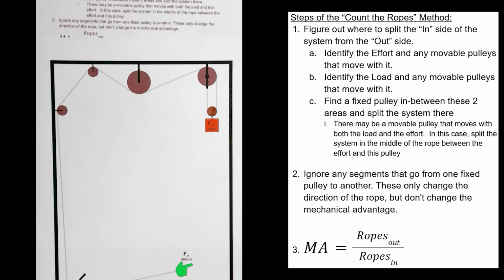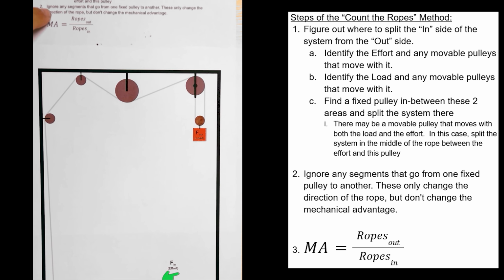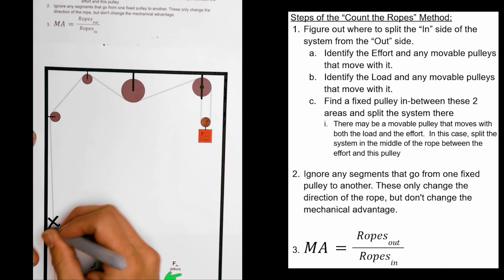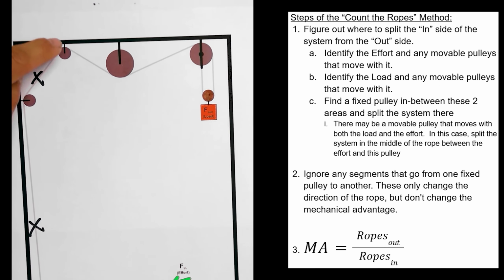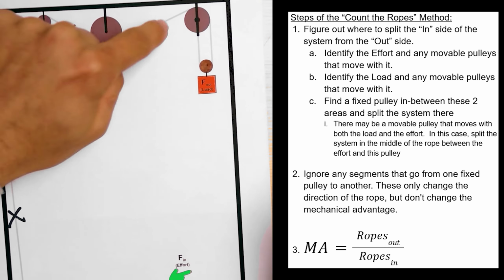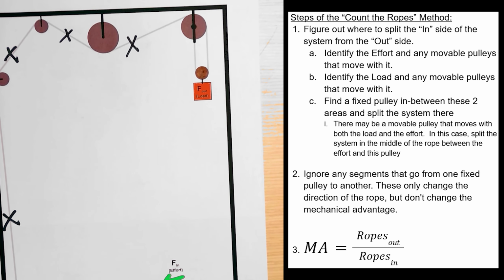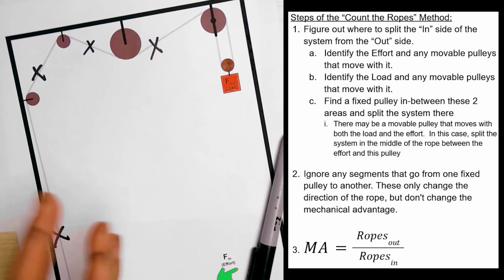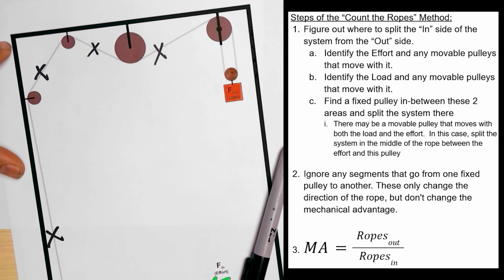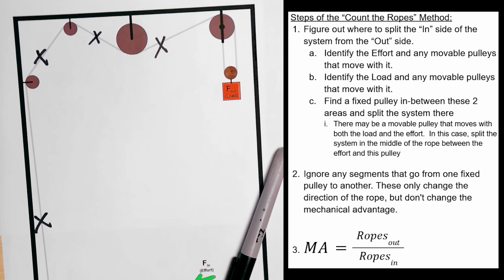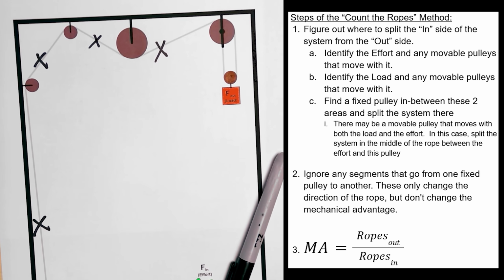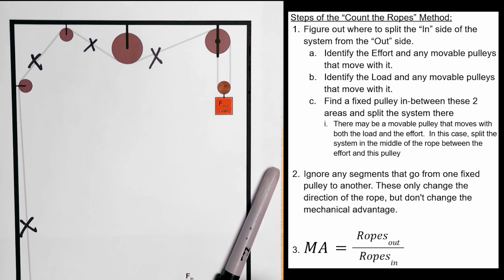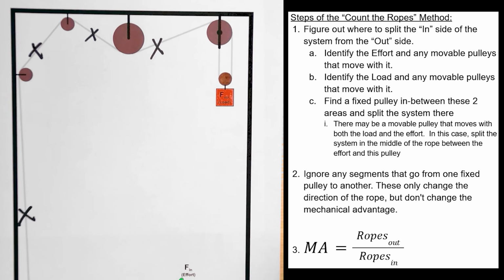Now the reason it doesn't matter also comes down to step 2. Ignore any segments that go from one fixed pulley to another. Okay? Fixed to fixed, ignore. Fixed to fixed, ignore. Fixed to fixed, ignore. Now the reason, once again, why we're ignoring all of these is because the length of these individual segments is not changing, which means nothing's happening in between these points to change our input displacement versus our output displacement. So nothing's happening mechanical advantage-wise. Basically, the rope is just passing through.